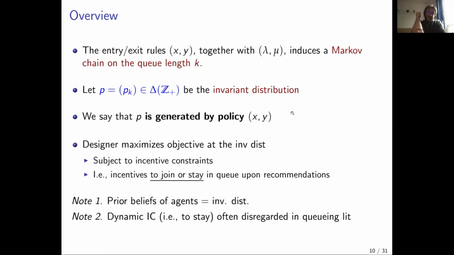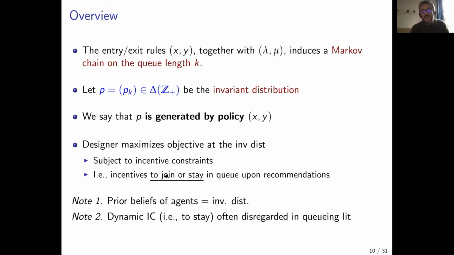Okay, now that I said this, the designer objective, you could think of it as is going to maximize a weighted sum of flow payoffs for the service provider and individuals. Again, I'll be more precise in a couple of slides. It will do this at the invariant distribution, so you could see this as a long-run objective. And this is going to be made subject to incentive constraints. So it will maximize this objective subject to incentive constraints.